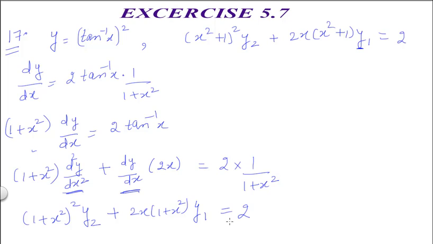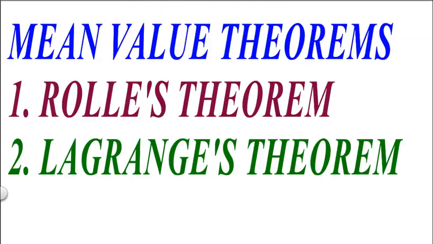So this is what they were asking us to prove, and we have got the equation. This is the method you will be using for questions of exercise 5.4. Now let us go to the new concept, which is the mean value theorem. The first one is Rolle's theorem and the second one is Lagrange's theorem.